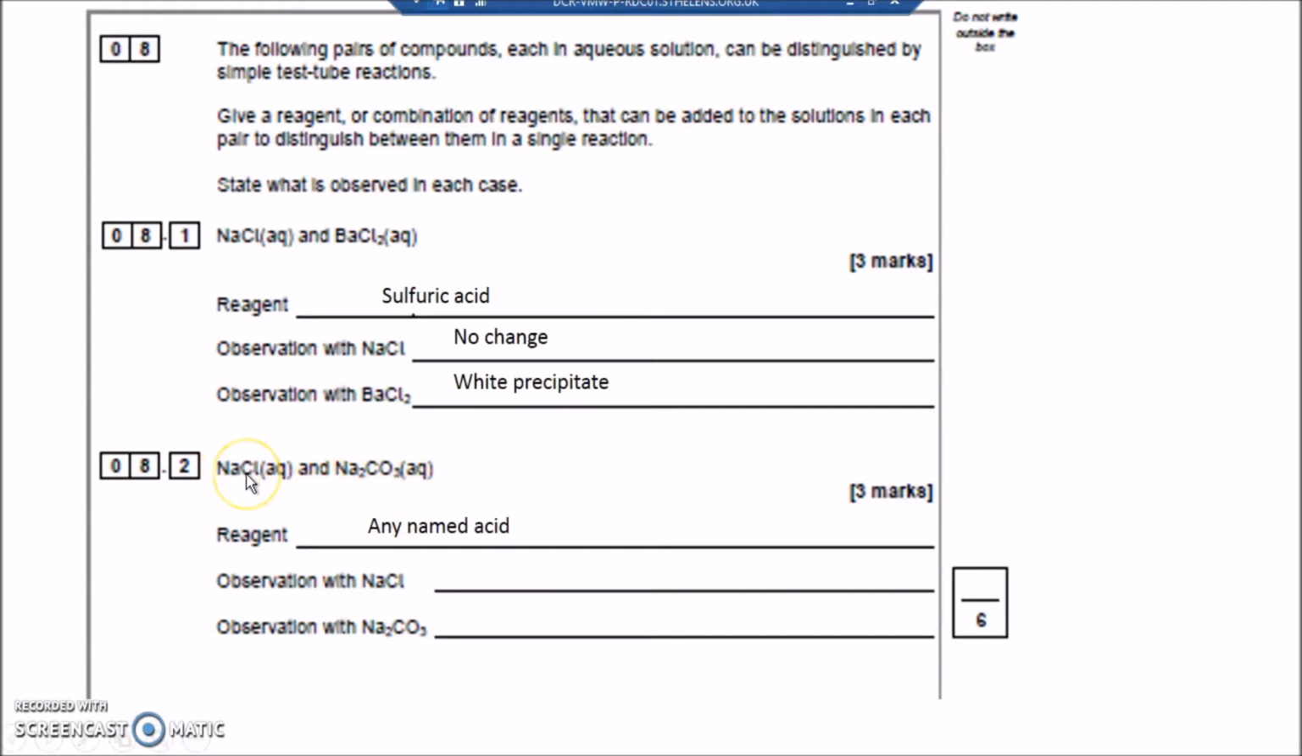It's going to have no change with sodium chloride, but with a carbonate it will make bubbles. So either of those two solutions will get you the marks.